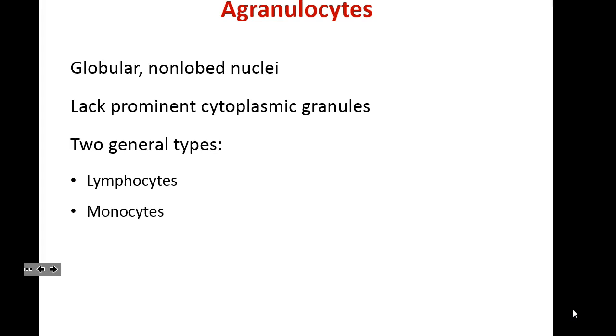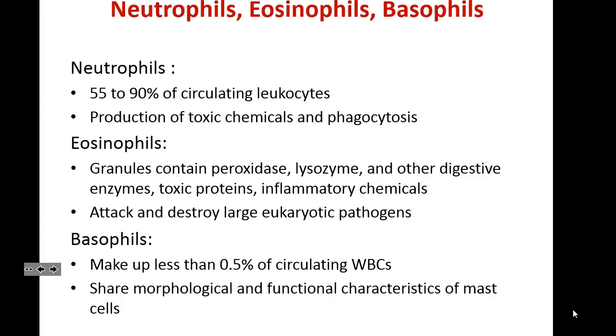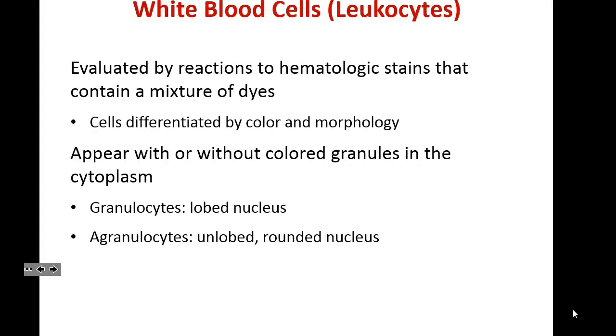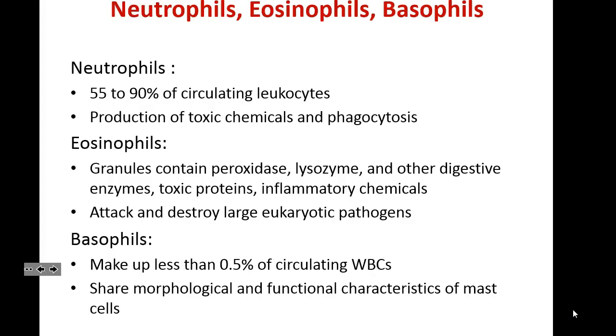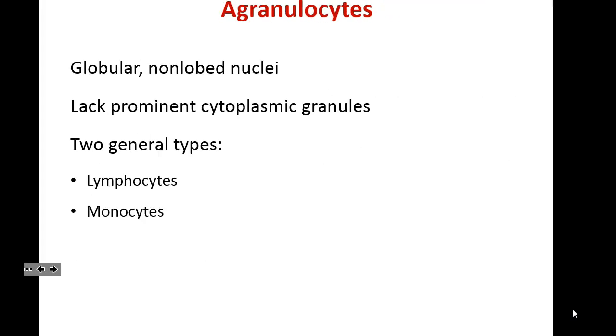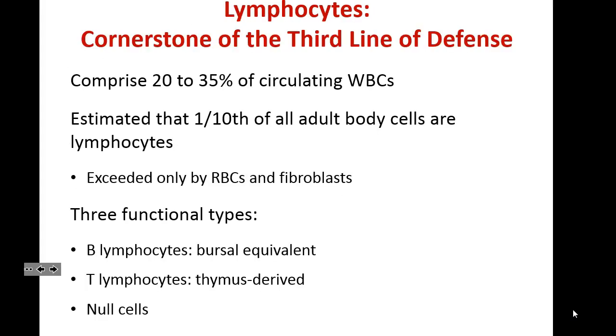Agranulocytes, meaning they are not granulocytes. So they are globular, non-lobed nuclei. They lack prominent cytoplasmic granules. There's two different types, lymphocytes and monocytes.